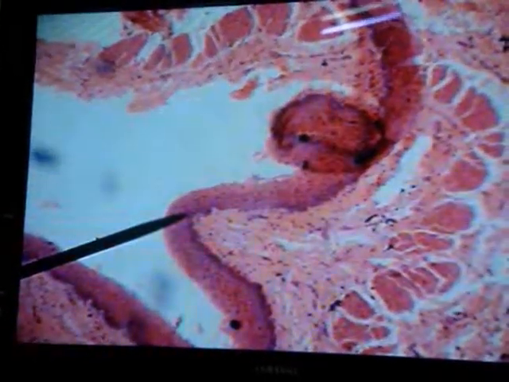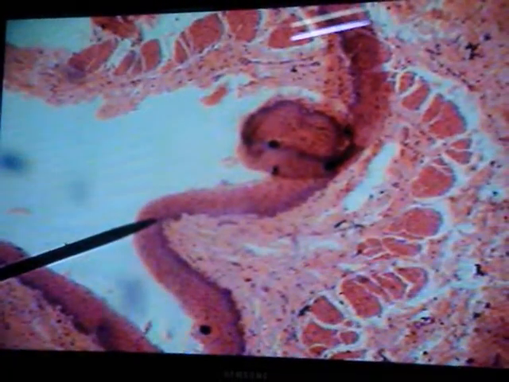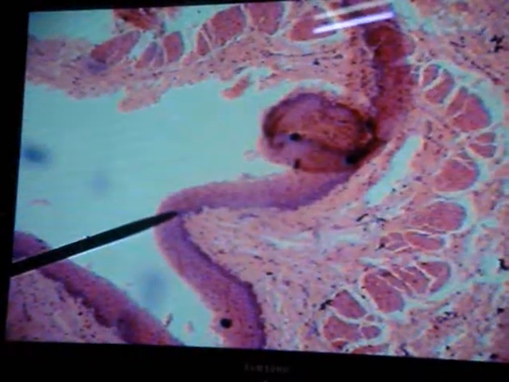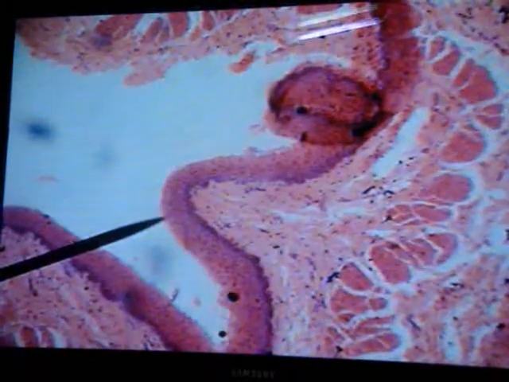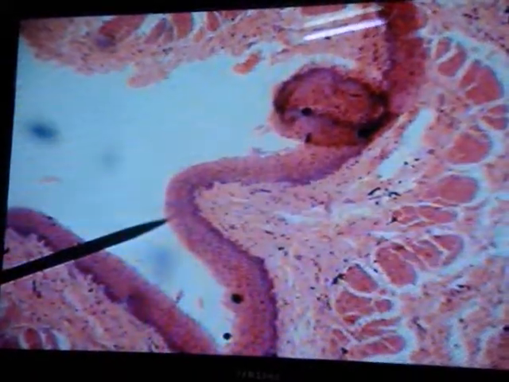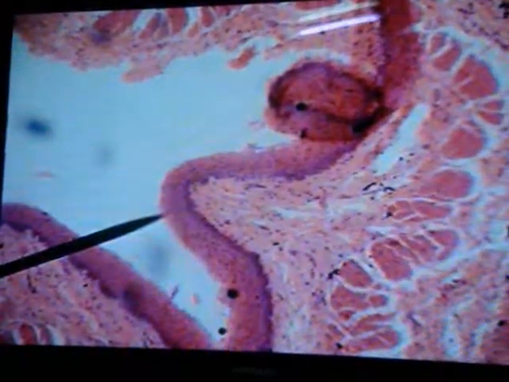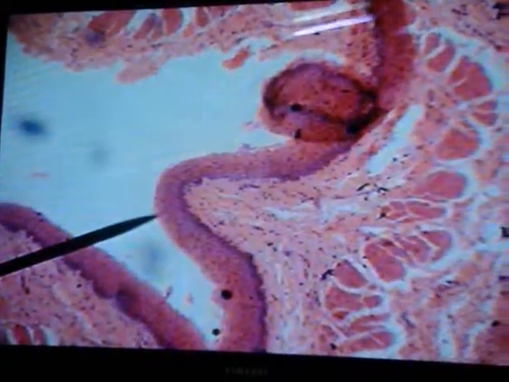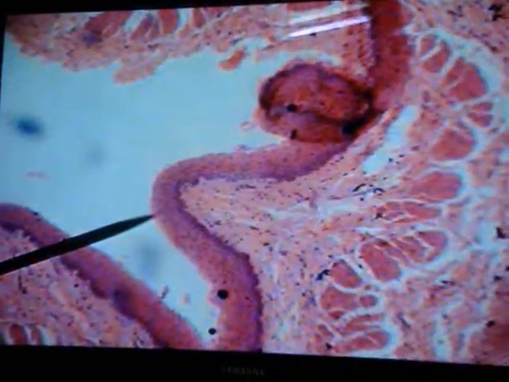Coming to the mucosa, the epithelial lining. What is the epithelial lining? It is the stratified squamous non-keratinized variety of epithelium which lines the esophagus. In humans it is non-keratinized, but in some of your slides you might see a layer of keratin. If it is taken from a lower animal, you can see a thin layer of keratin. Why? Because these animals have a lot of roughage in their food, so for protection their lining is keratinized.